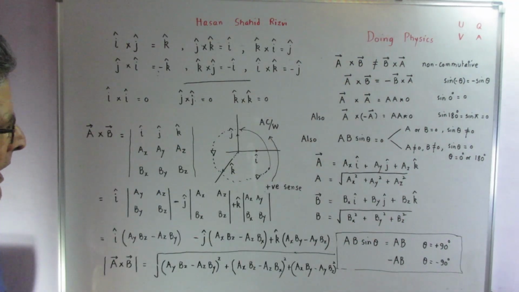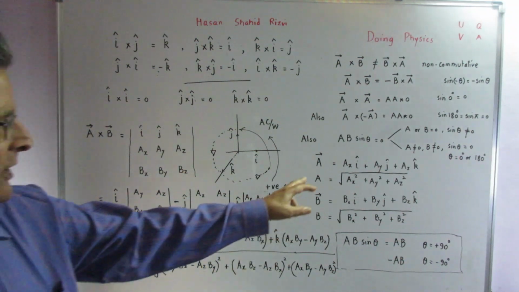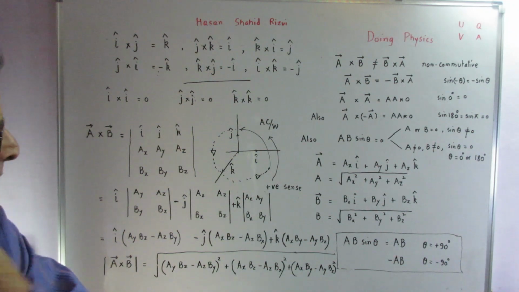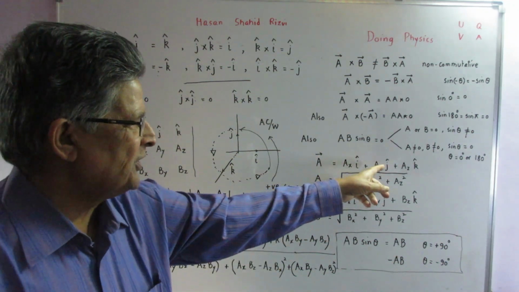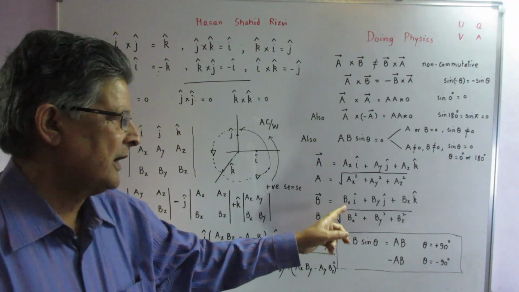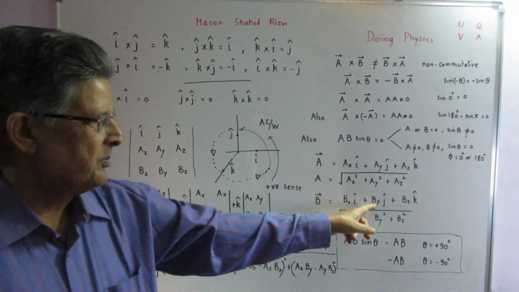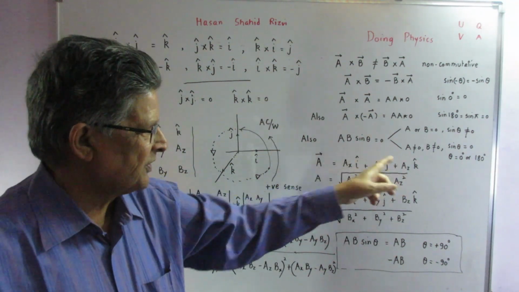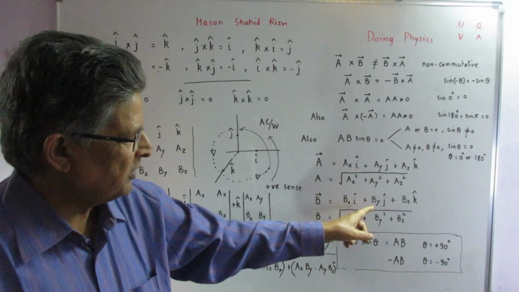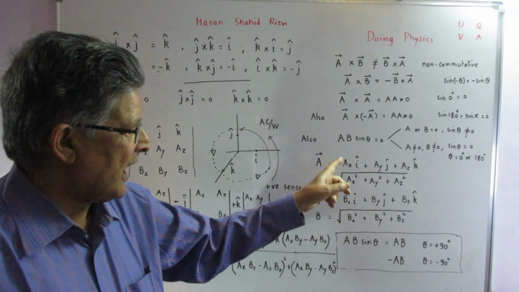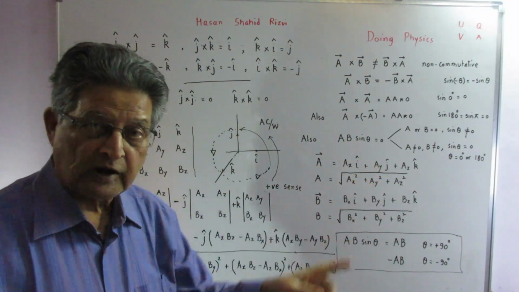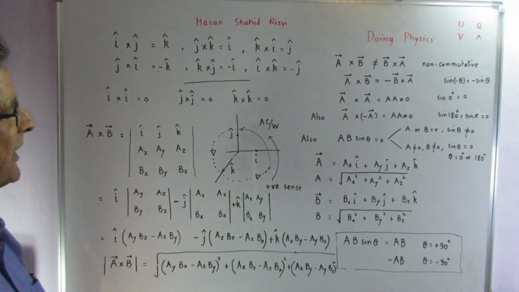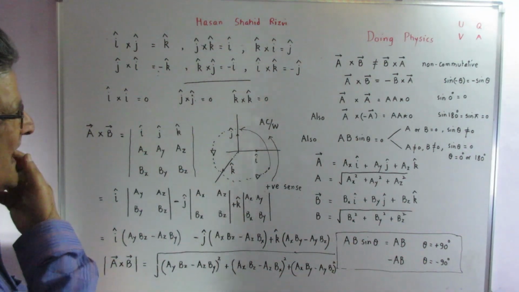Here, I told you that if I represent A and B in the usual manner, which is shown here, A_x i cap plus A_y j cap plus A_z k cap, and B_x i cap plus B_y j cap plus B_z k cap, where A_x, A_y, A_z and B_x, B_y, B_z are variables, but i, j and k are constants, non-variables. So their directions and everything are defined.